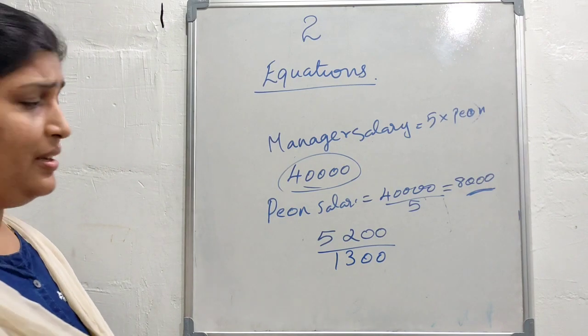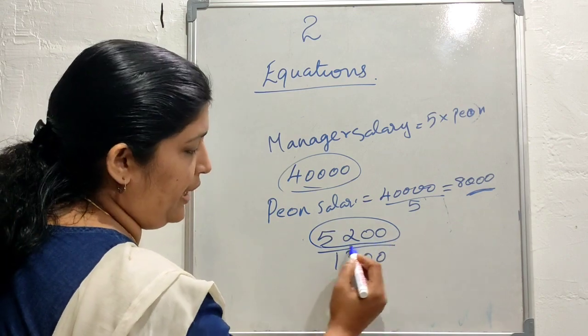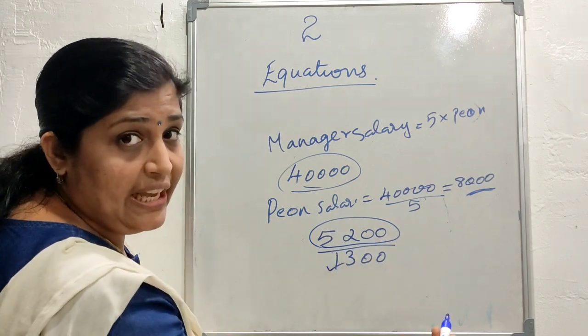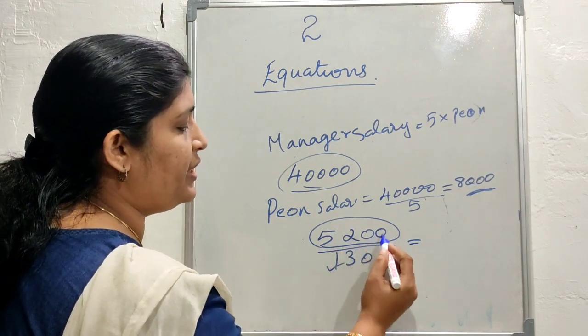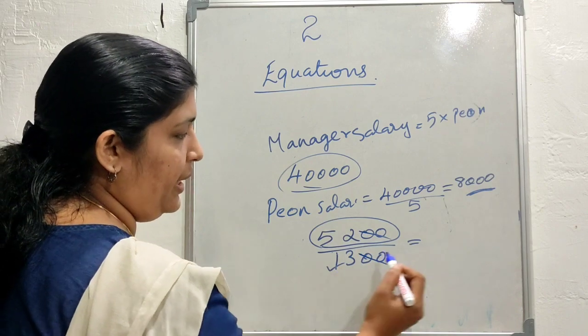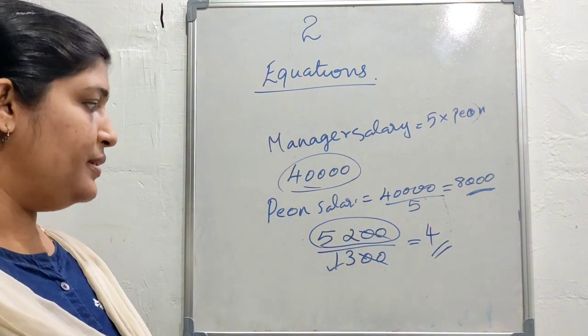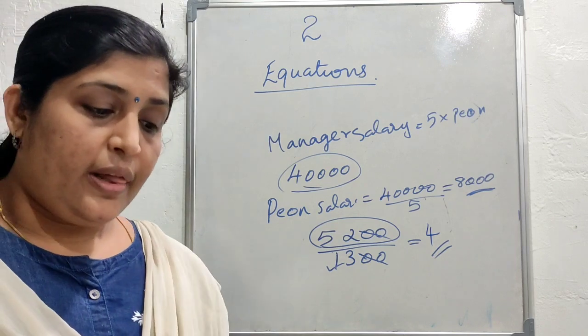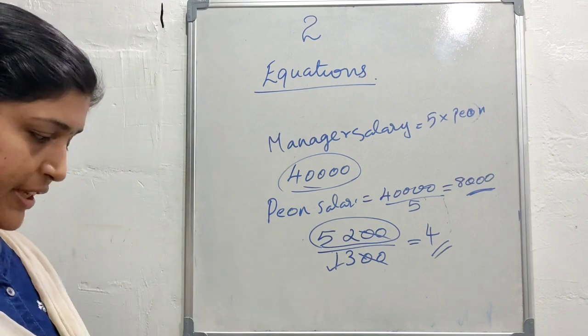That is simple, right? The total amount is 5,200 and each takes a share of 1,300. Then the number of travelers is equal to 5,200 divided by 1,300. That is 4. Okay, 4 travelers.